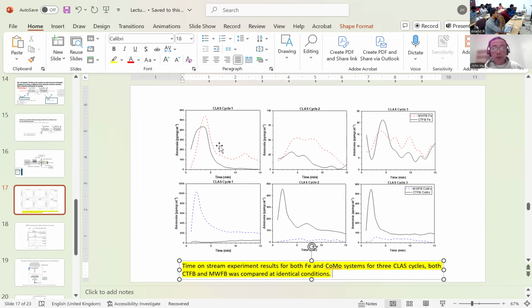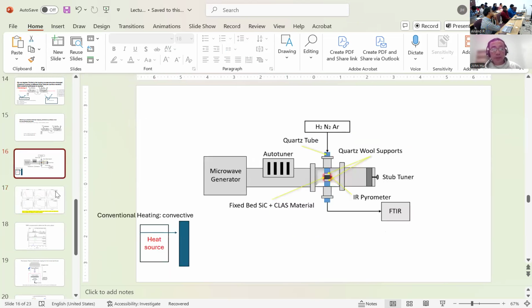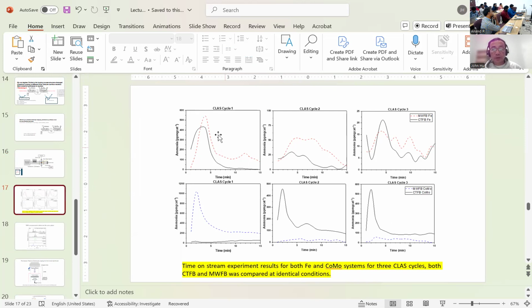The first cycle shows the iron catalyst. Okay, so if you look at the label, the dashed line, which is the right dashed line, is the microwave heating. The solid black line is the conventional heating. Essentially, we compare microwave heating with conventional heating.